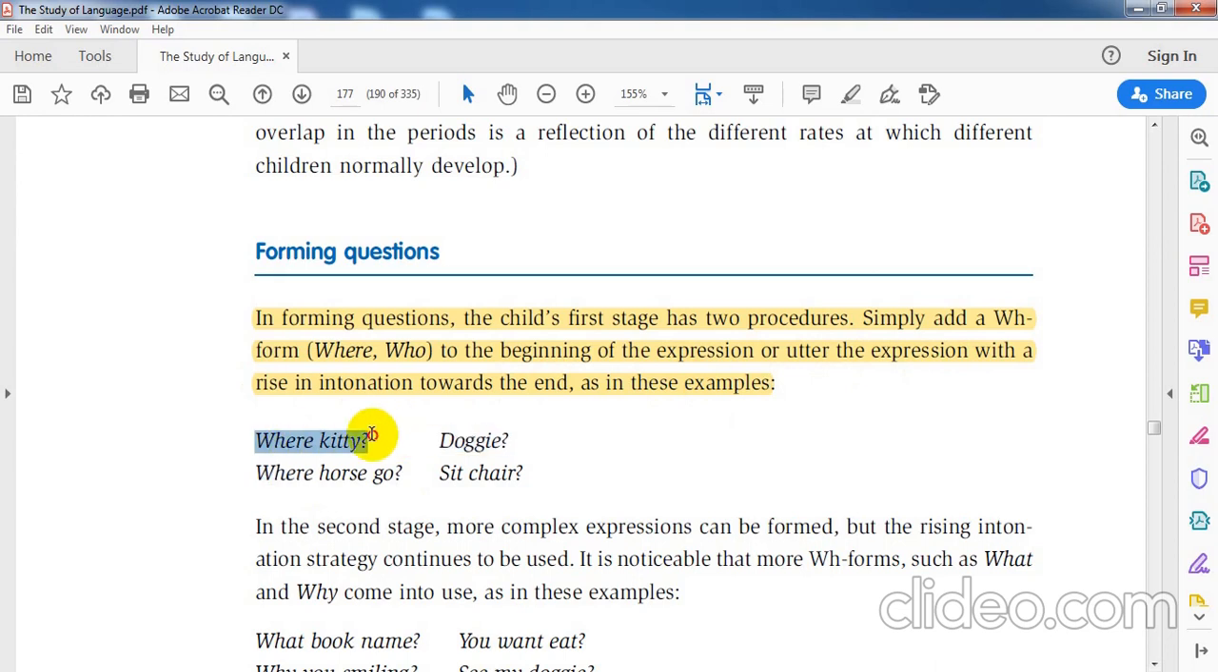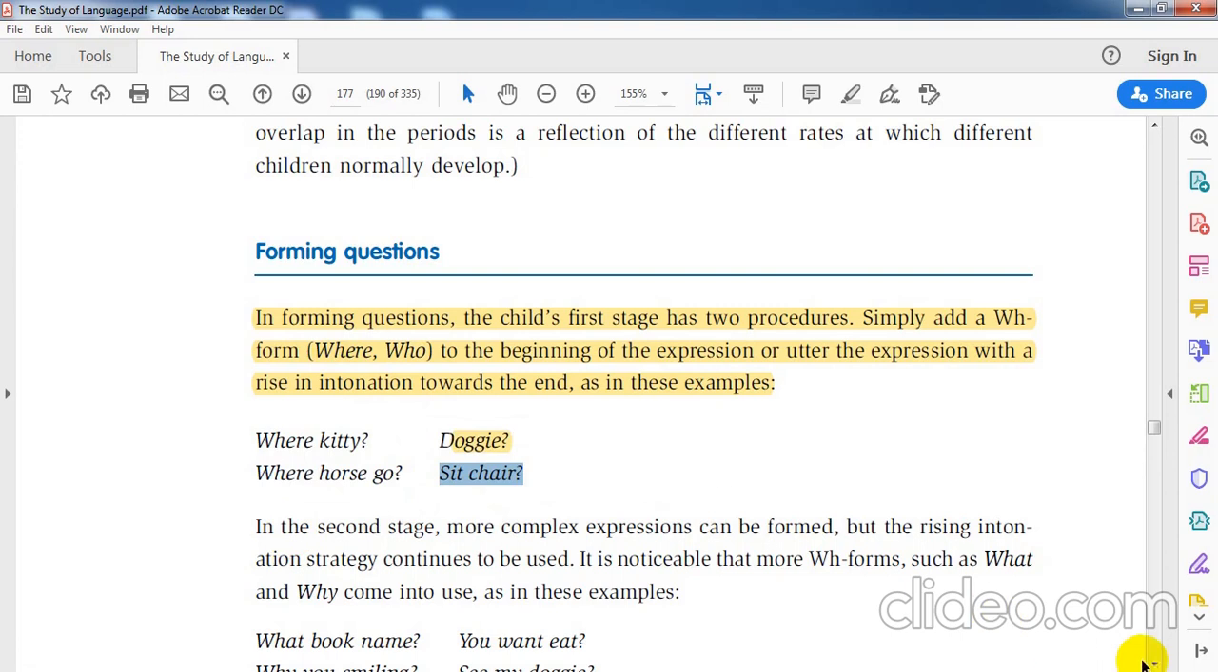Where kitty, this is one example to illustrate the use of where. Doggy, you see here, we don't have any WH question implied here. However, the rise in the intonation indicates a question formation. Where horse go, you see here we have a missing auxiliary as well as the incorrect use of go here. Sit chair, so this is again a rise in the intonation without the use of the WH question here.